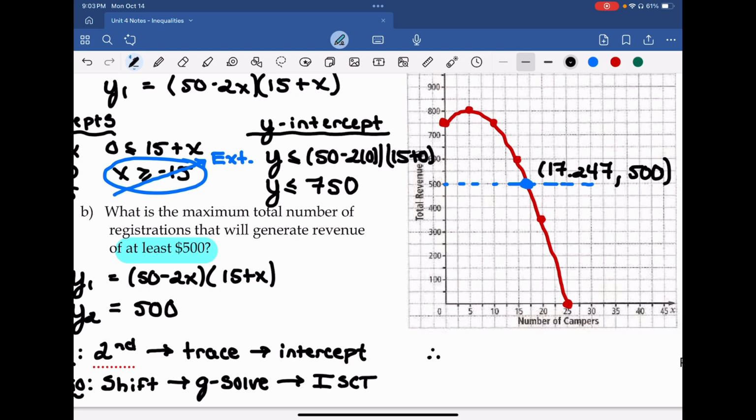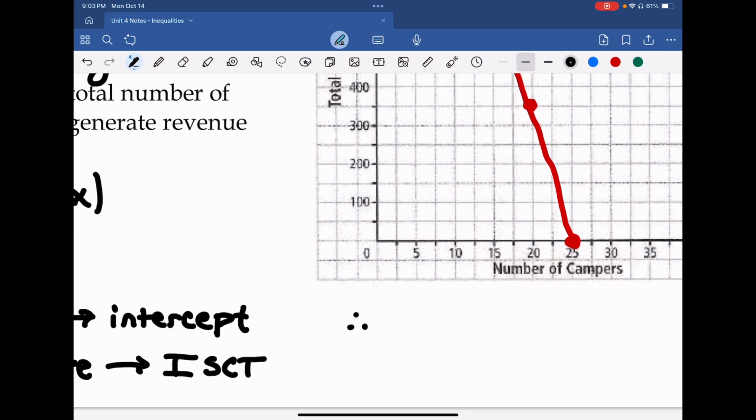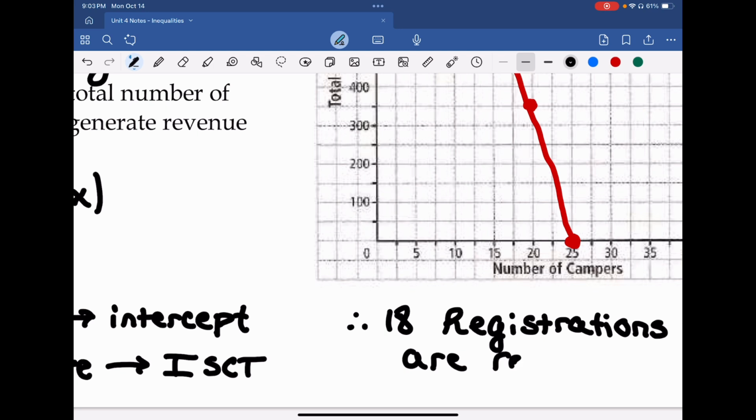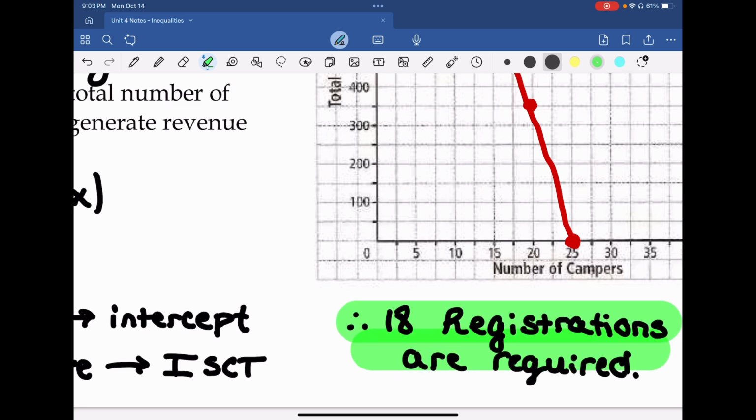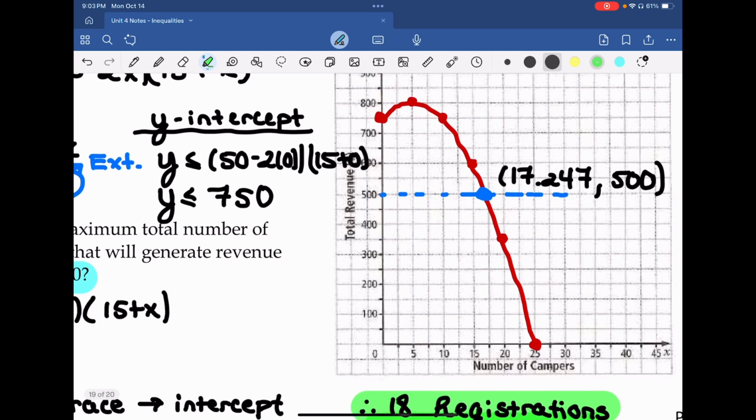The maximum number is 17.247, but of course, if we round it down, here's the issue. If you round this down, you're going to be below the revenue. There's no such thing as 0.247 of a person, so we're going to round this up and say, therefore, 18 registrations are required. Perfect. Because if we round this down, we're going to be below the required revenue, and we want it to be above.